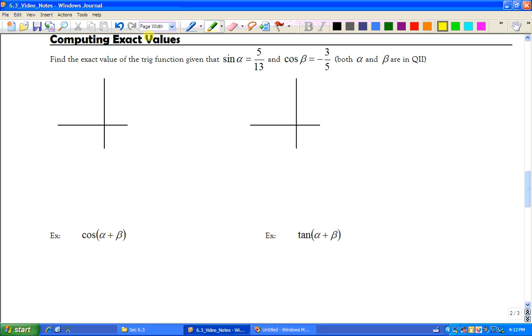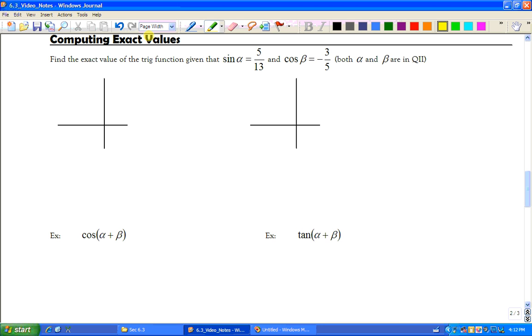Okay, continuing on with section 6.3, we're going to be computing exact values again of the sum and difference identities, but this time we're going to be given information about the trig function ratios, so opposite, adjacent, hypotenuse, and it's very helpful to draw these pictures and find all the trig functions, and then you can just easily plug those right into the cosine, sine, or tangent sum and difference formulas.